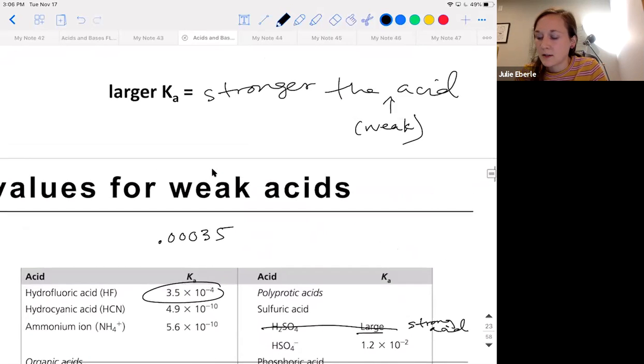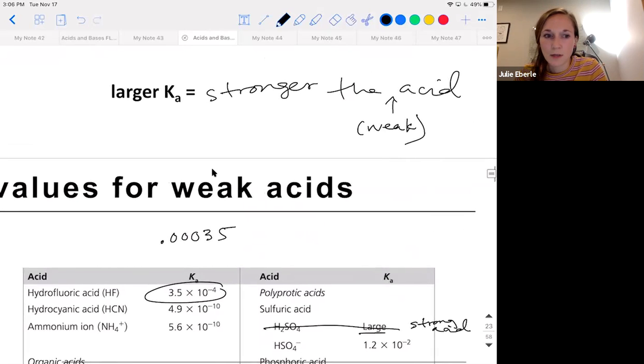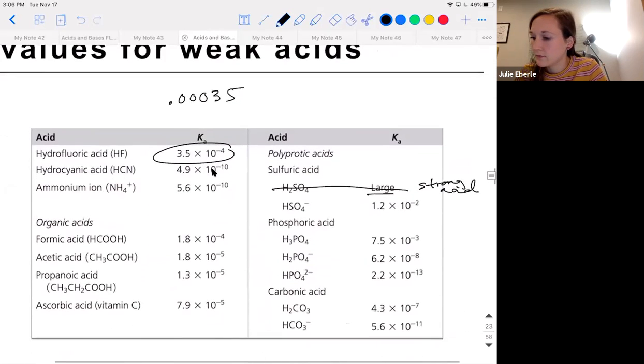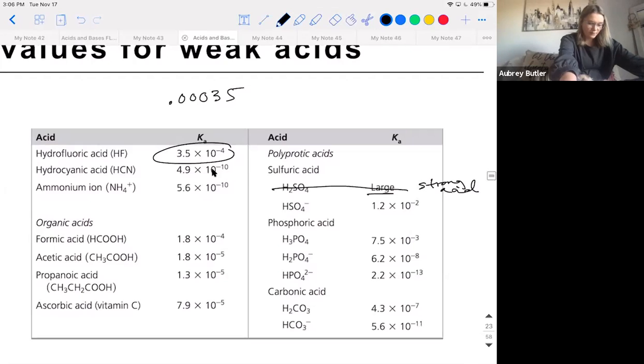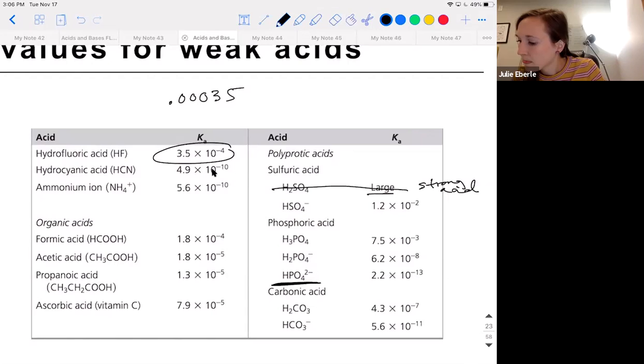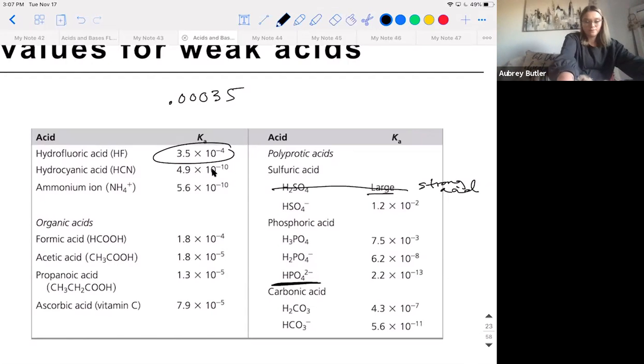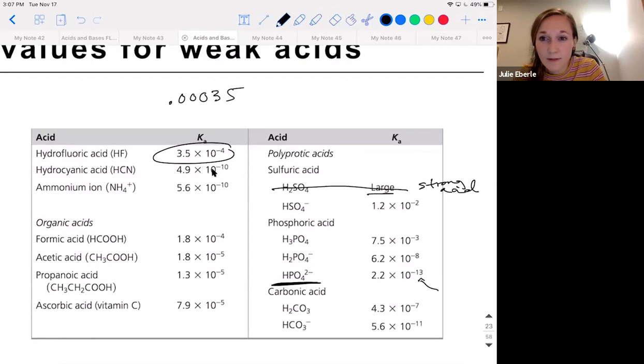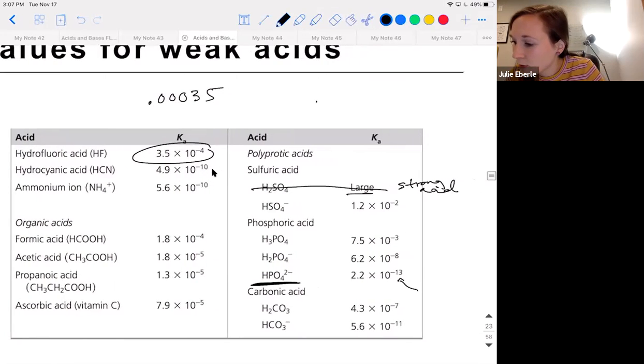Remember we said the larger Ka, the stronger the weak acid. So which one has the largest Ka? Would it be like the biggest negative, like HPO4 2 negative? Or would it be this one right here? Yeah. What do y'all think? So this one has the largest exponent. I don't know. But 10 to the minus 13 literally means 0.1, 2, 3, 4, 5, 6, 7, 8, 9, 10, 11, 12.